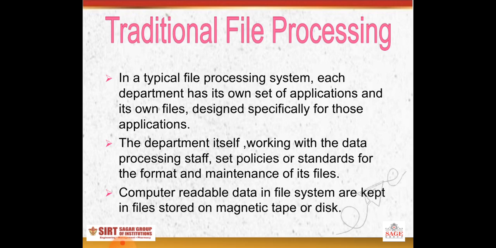Then, what is a traditional file processing system? In a typical or traditional file processing system, each department has its own set of applications and its own files designed specifically for those applications. The department itself, working with the data processing staff, sets policies or procedures or standards for the format and maintenance of its files. Computer readable data in file processing are kept in files stored on magnetic disk or tape.